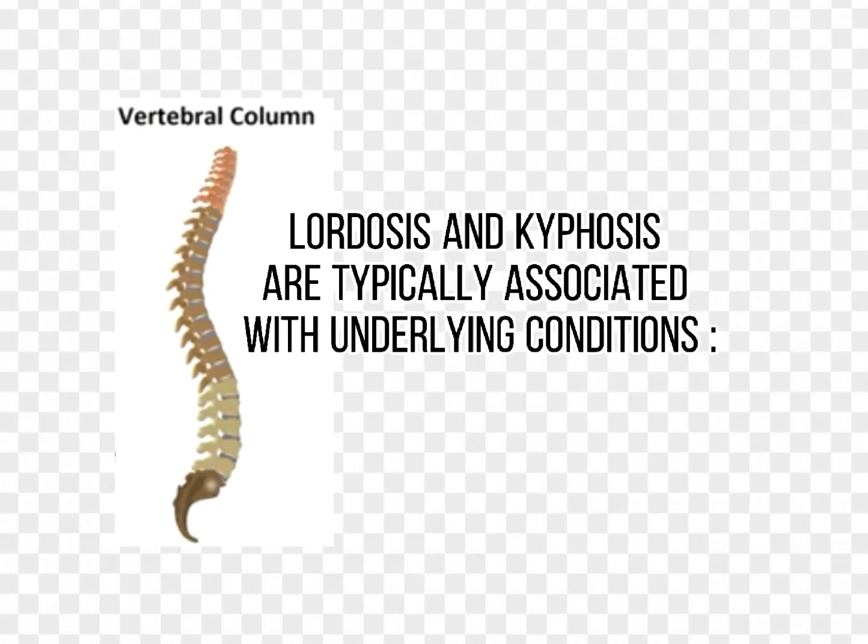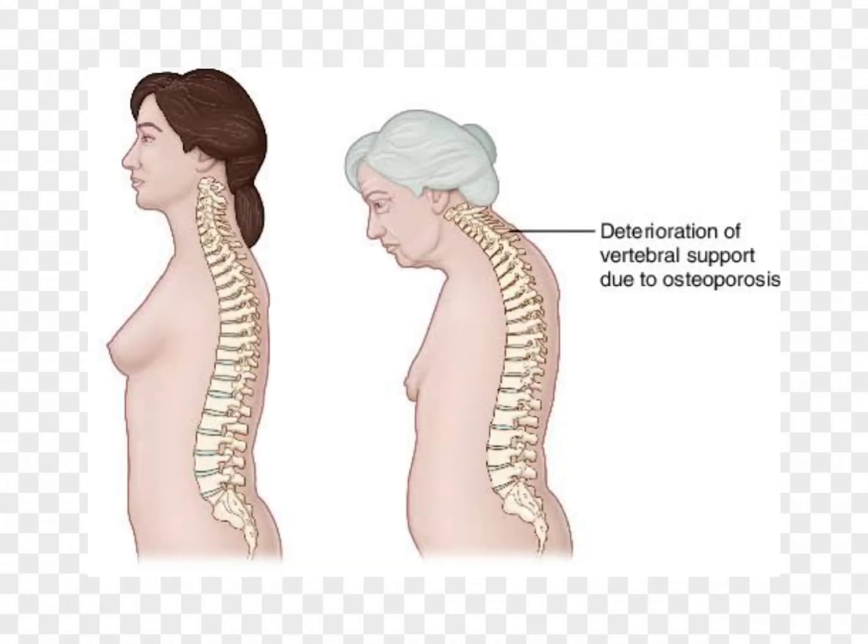Lordosis and kyphosis are typically associated with underlying conditions. An example of this is osteoporosis. The bones become porous and weak and can develop compression fractures, causing the bones to collapse a little bit. This can cause a spinal deformity and can also impinge on nearby nerves and misalign vertebrae. They can also exert too much pressure on the intervertebral discs, causing them to degenerate.